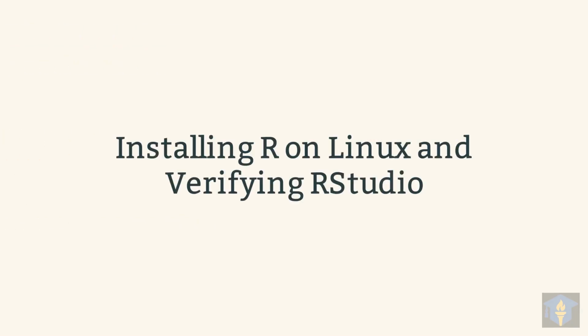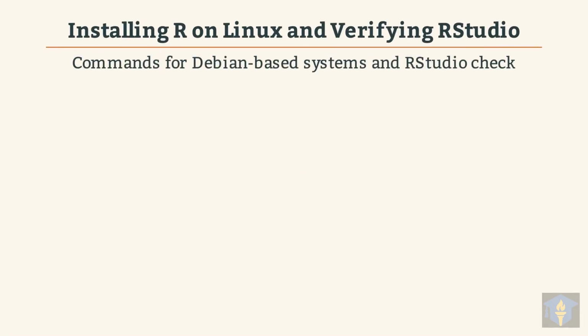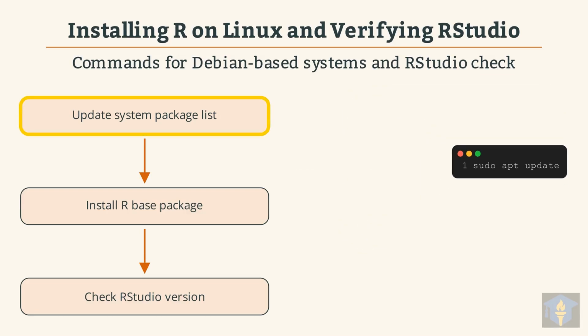Let's specifically look at how to install R on a Linux system, and then verify your RStudio installation. We'll cover the necessary commands for Debian-based Linux systems and how to check your RStudio setup. The first logical step is to update your system's package list, ensuring you have access to the latest software versions. You'll achieve this by running the command sudo apt update in your terminal, which fetches new package information.